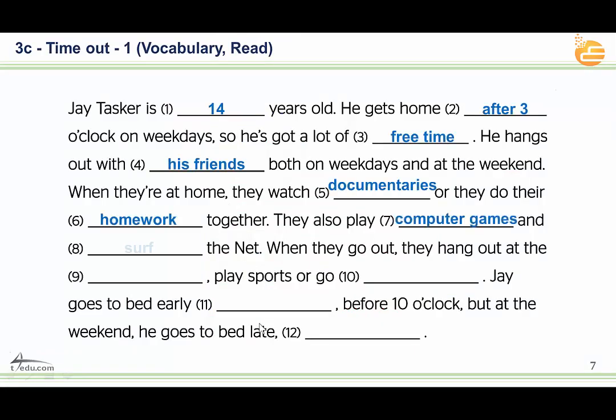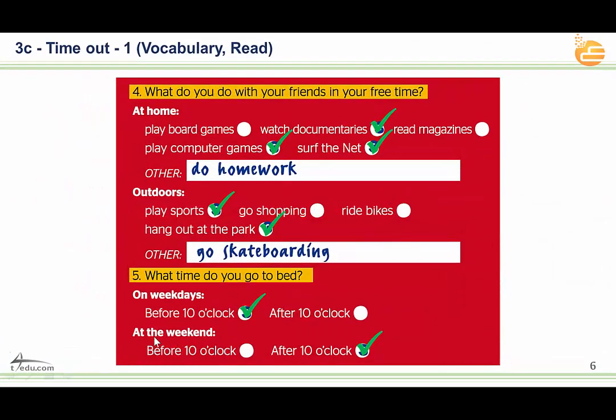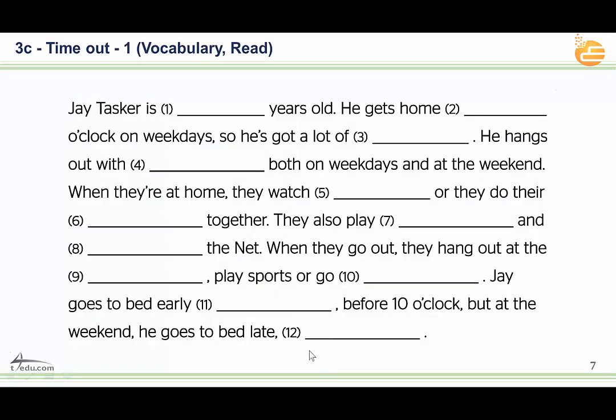Excellent. So we have to say Jay goes to bed early on weekdays before 10 o'clock, but at the weekend he goes to bed late, which means after 10 o'clock. Let's take a look just to be sure about that. At the weekend, after 10 o'clock. So that means it's late. Exactly, that's right.